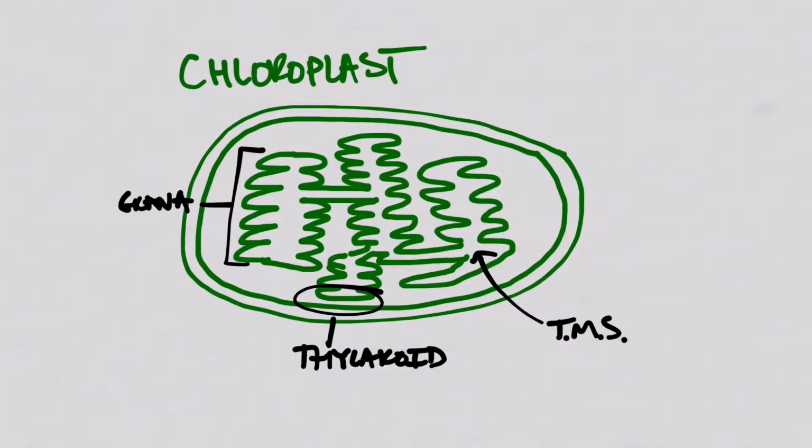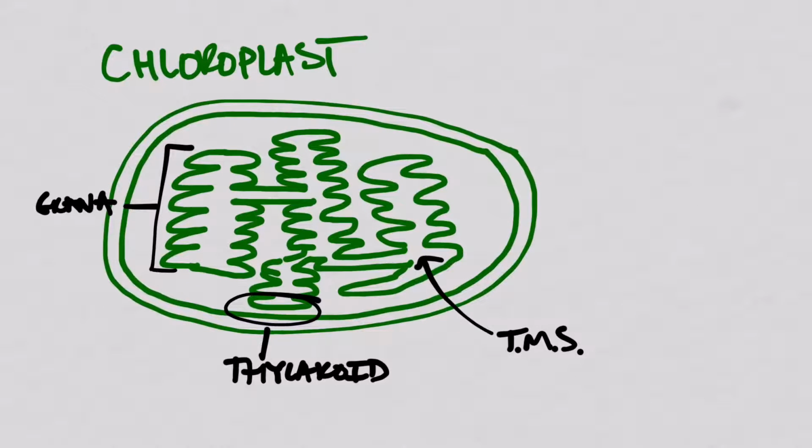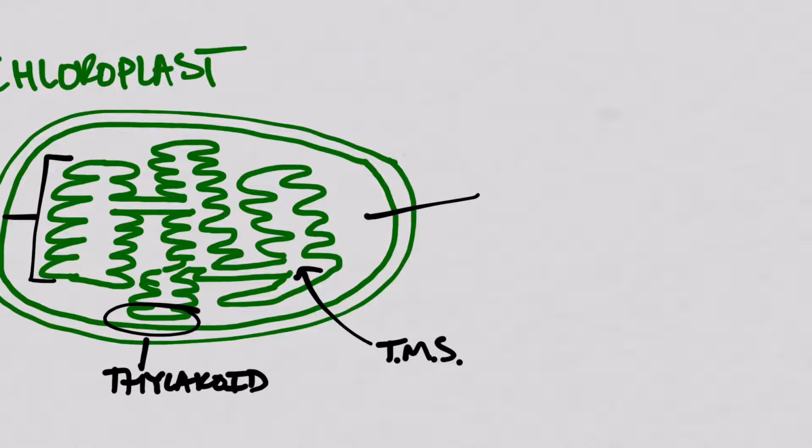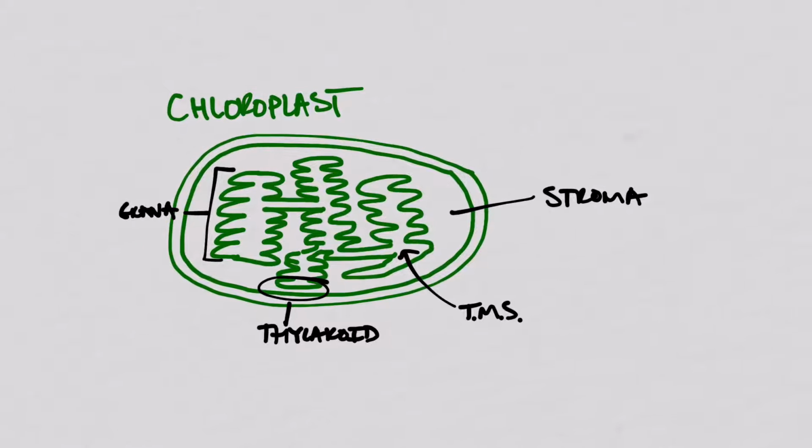And then outside of the TMS, but still within the chloroplast, kind of like the cytoplasm of the chloroplast, is called the stroma. Not to be confused with stomata, the structure through which gas exchange takes place in a leaf. So this is where photosynthesis is going to take place.